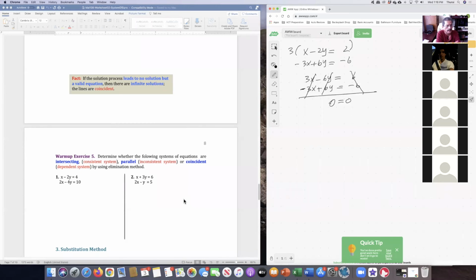I need you to do just one problem. I want you to do the second problem here, the warm-up exercise 5, second problem. Basically, you need to determine whether the system is intersecting, parallel, or coincident. That's the question. Go ahead and do it on your worksheet or notebook, whatever you have.